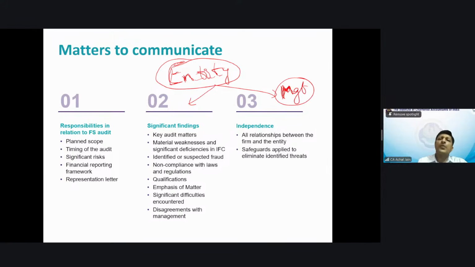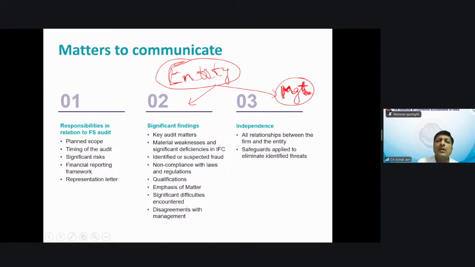But on the top of it, something which is done with the management and which has to be done with the management at the first place. This is again very important. When you talk about communication with the TCWG, that doesn't mean it has to be a confidential one. It has to be the one with the TCWG only, which will not be done with the management. No, that's not the objective. Of course, at the first level, understanding, clarity, communication has to be with the management.